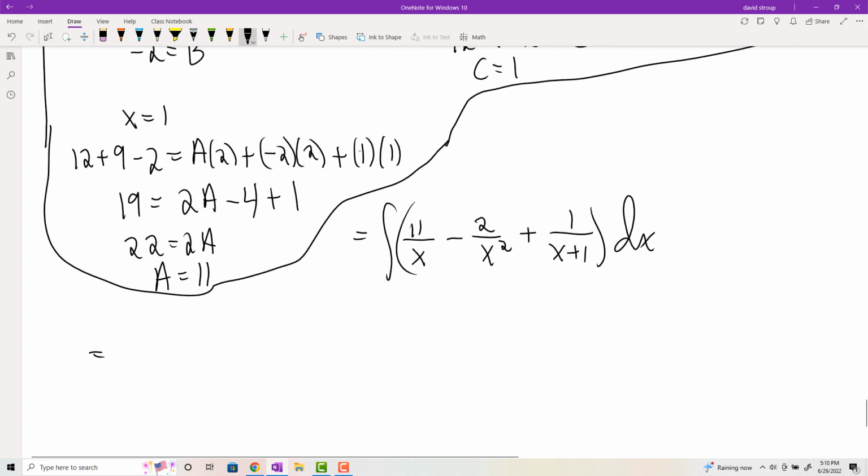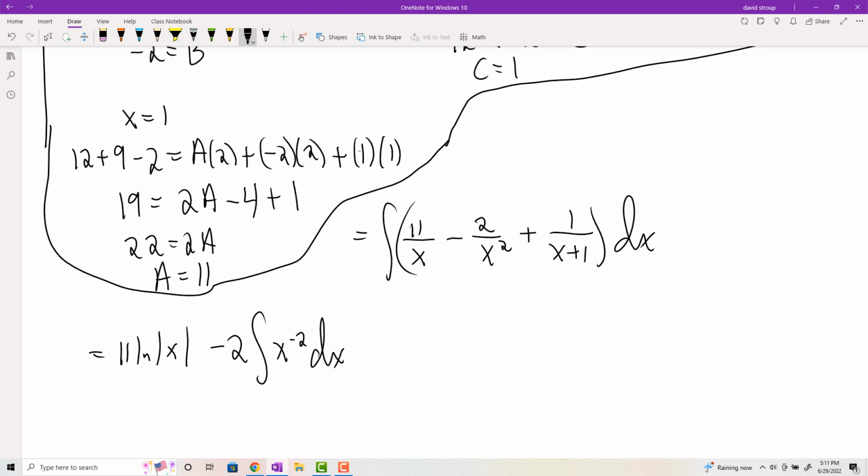Okay, so now I do integrals of all three. The first integral is just 11 ln absolute value x. The second integral, you can factor out the 2, and then have the integral of 1 over x squared, which is really x to the negative 2. And then the third integral is just going to be an ln of x plus 1, right? You could do a u sub if you want. So you get u for x plus 1, and this will be du. dx is just du. And then integrate those two.